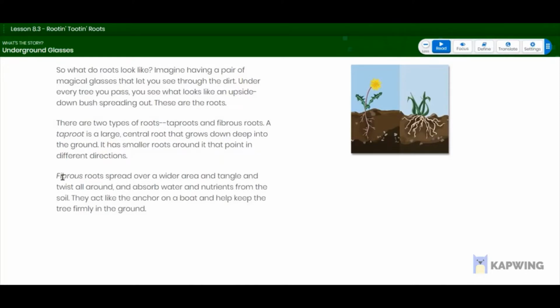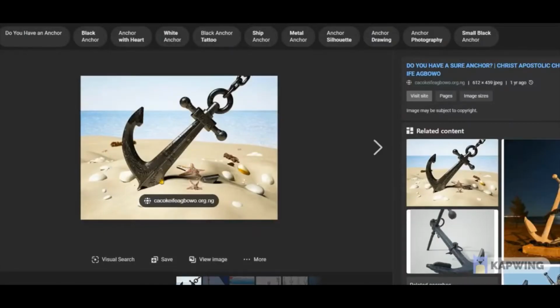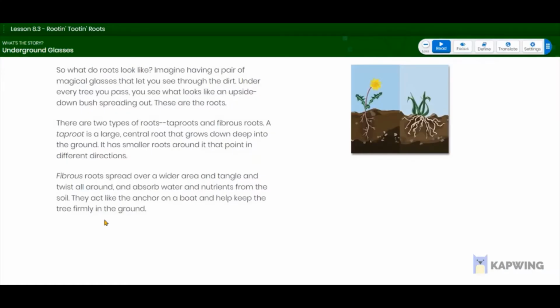And then there's another kind of root called fibrous roots. So these are fibrous roots. They spread over a wide area and tangle and twist all around and absorb water and nutrients from the soil. They act like the anchor on a boat and keep the tree firmly held in the ground. So these roots are like the anchor of a boat to help it stick to the ground, just like an anchor does to a boat. They help keep the tree firmly in the ground. Okay, next slide.